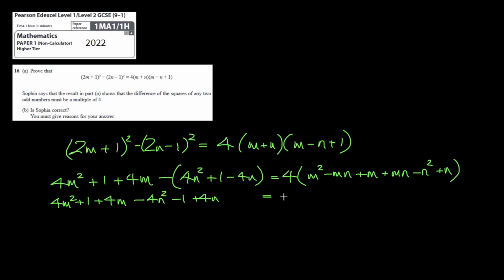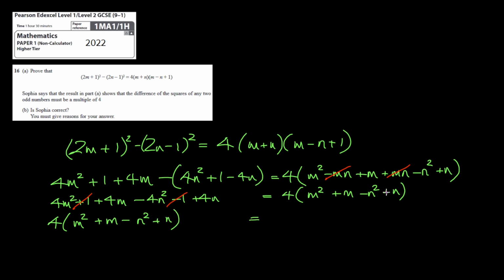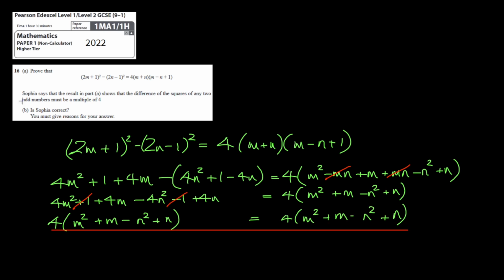And on this side, simplifying again, we've got m squared. The mn terms disappear, plus m minus n squared plus n. Now on the left-hand side, plus 1 and negative 1 disappear, and I can take a common factor of 4 out of this. So this is 4 lots of m squared plus m minus n squared plus n. And that's equal to, copy and paste this, and there's your answer to part A.